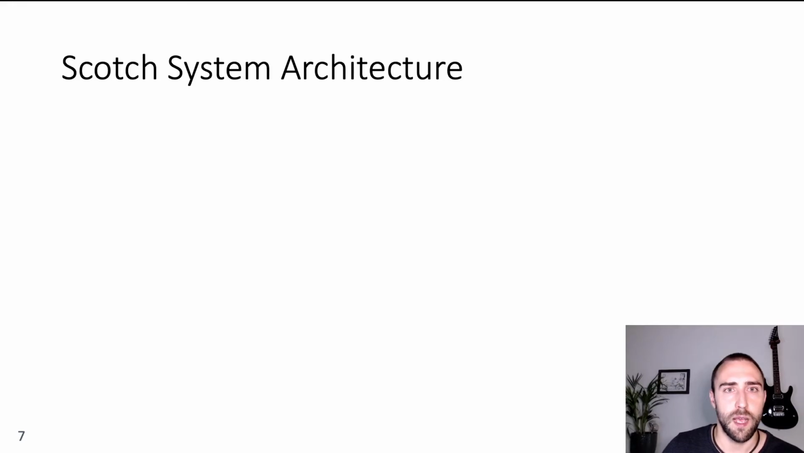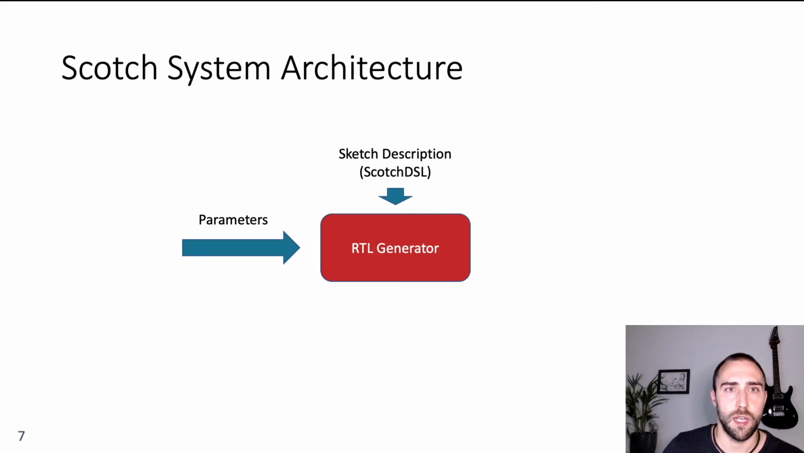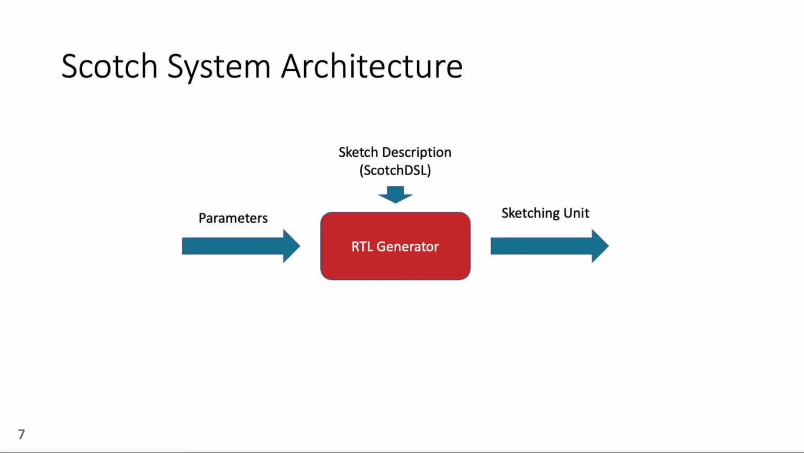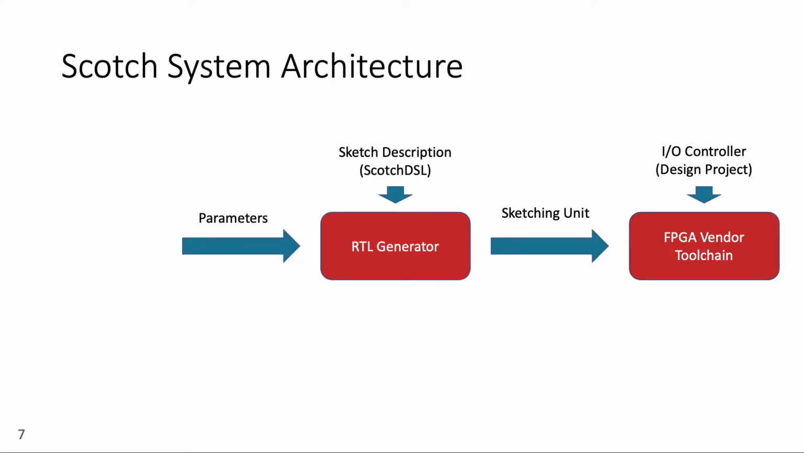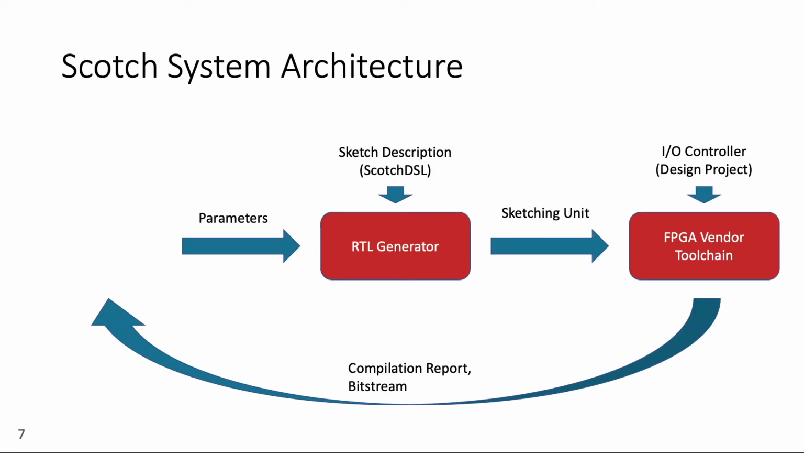Next, let's look at a high-level overview of the Scotch system itself. First, we have the RTL generator. It takes a description of the sketch and parameters, in particular the size of the sketch, and then it generates the sketching unit. The sketching unit is integrated into an FPGA design project that contains the I/O controller, and then everything is compiled using the toolchain provided by the FPGA vendor. From this, we get a compilation report and a bit stream.